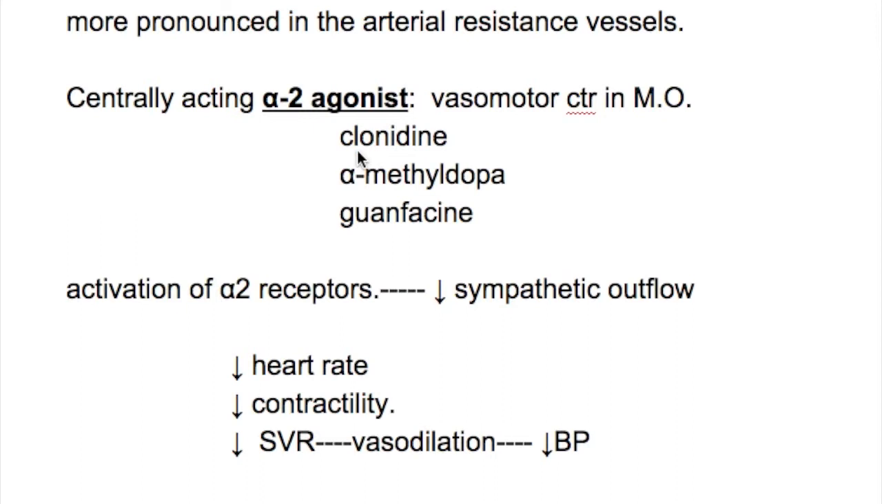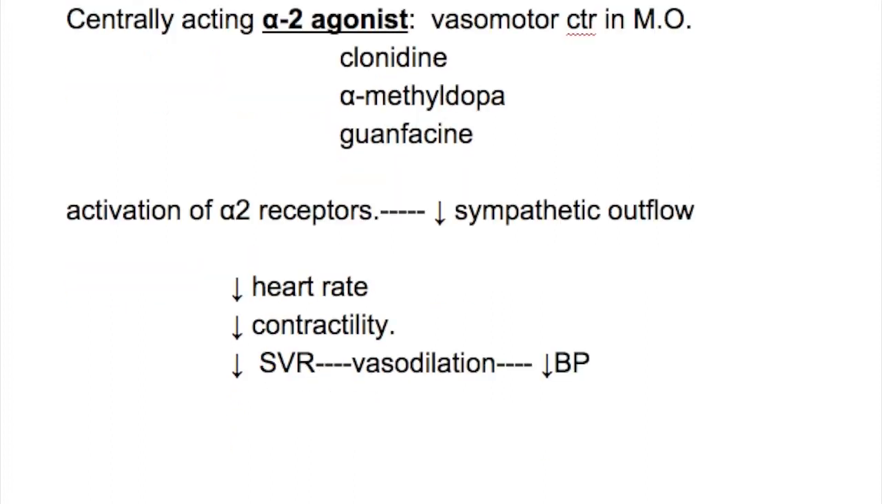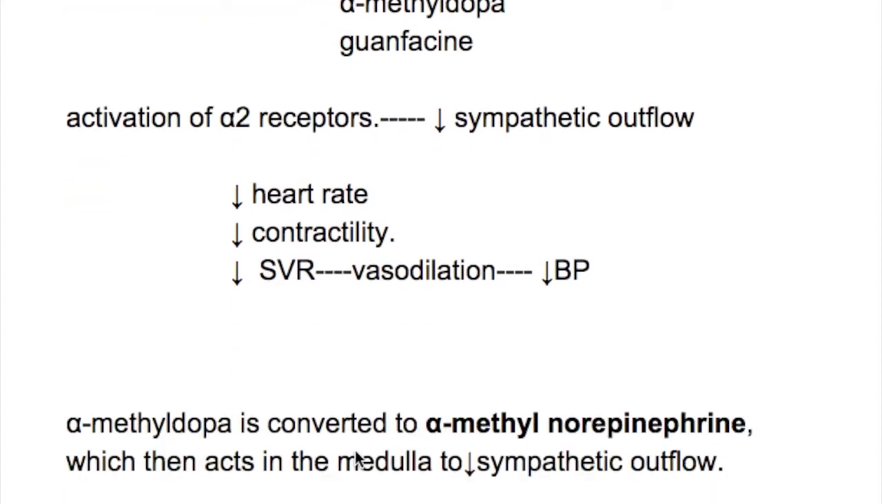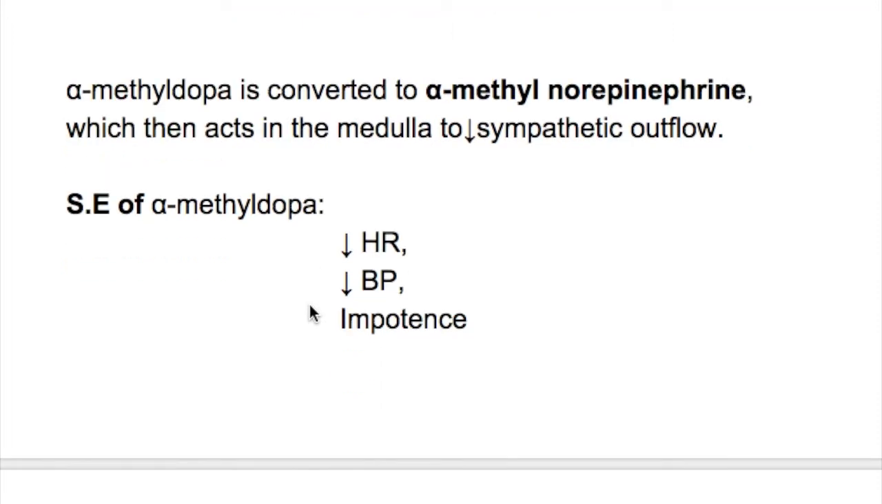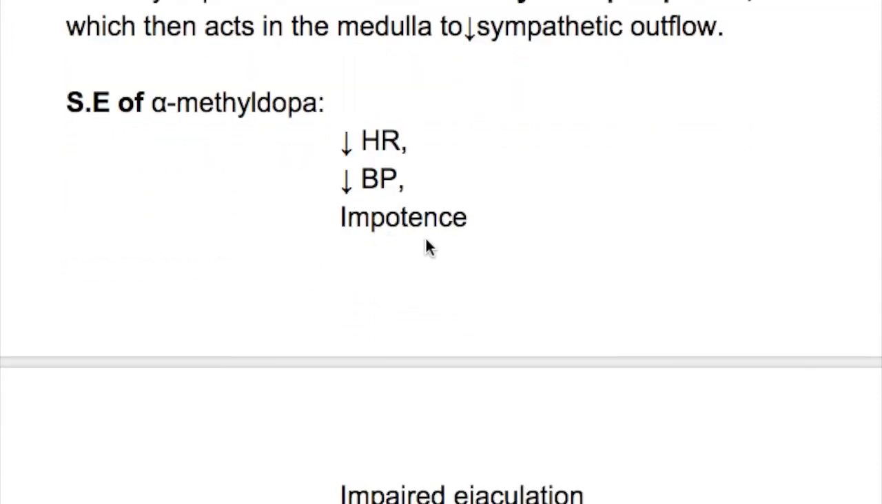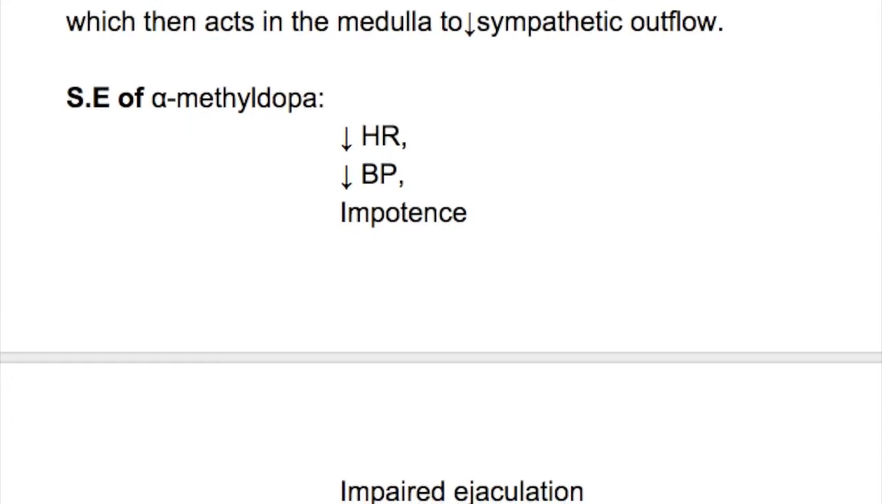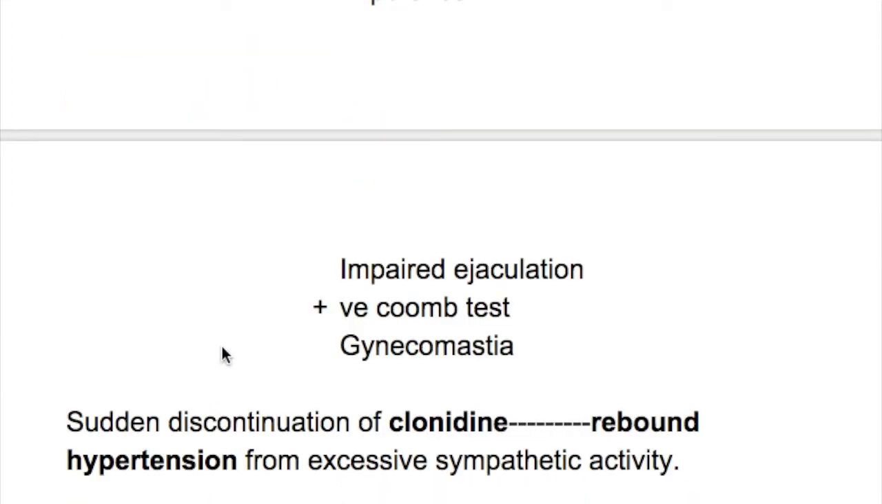So amongst these centrally acting alpha 2 agonists, alpha methyldopa, how does it work? Alpha methyldopa is first converted to alpha methyl norepinephrine, which then acts in the medulla to decrease the sympathetic outflow, leading to a decrease in hypertension. So what are the side effects of alpha methyldopa? Decrease in heart rate, decreased blood pressure, impotency, impaired ejaculation, positive Coombs test, and gynecomastia.